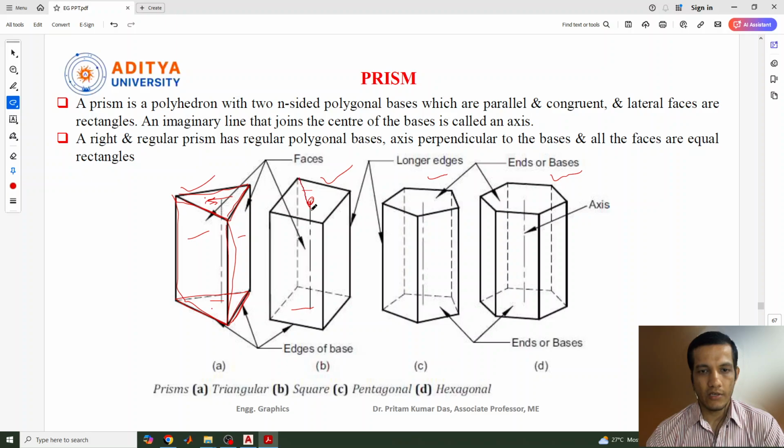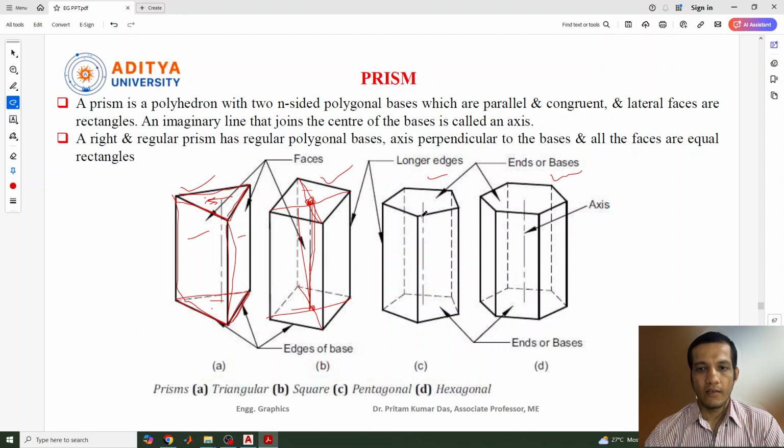If I join this corner and this diagonal point, the joining point will be called the center point of this. Similarly, if I join this diagonal of this, then I'll get the center point. If I join this one, this is called your axis.